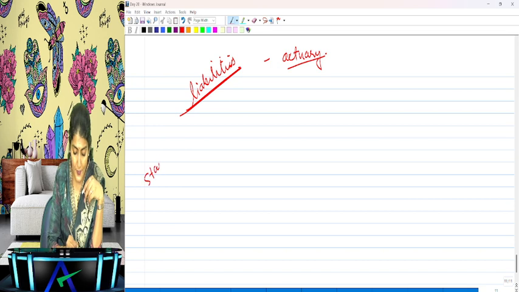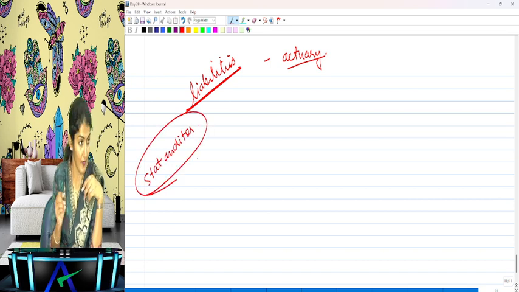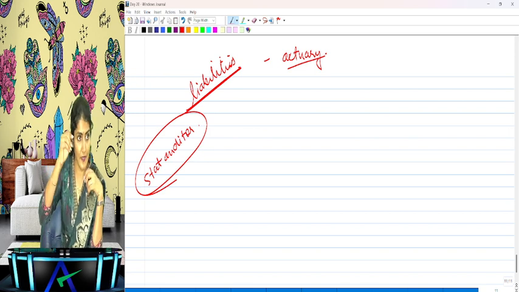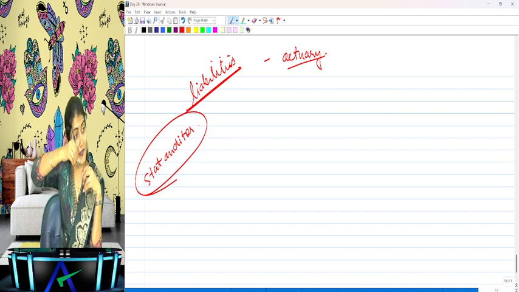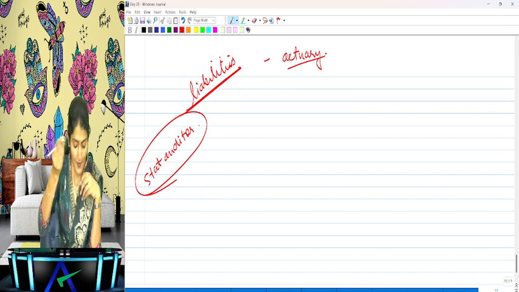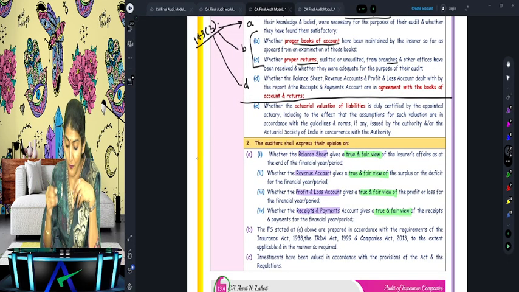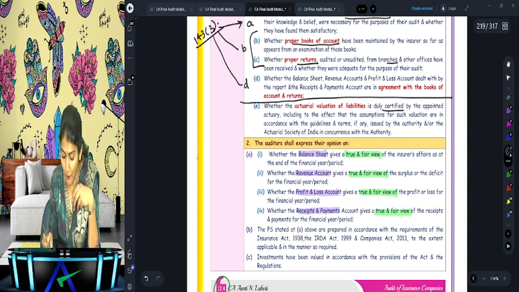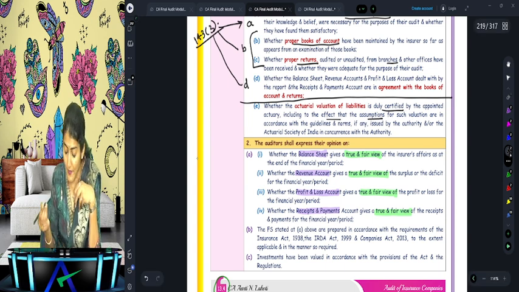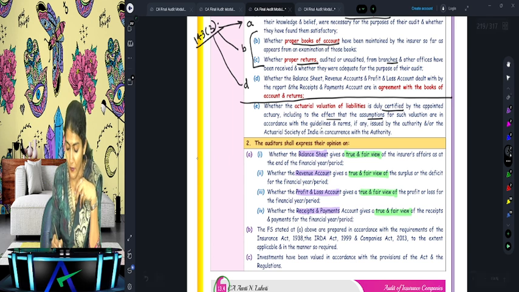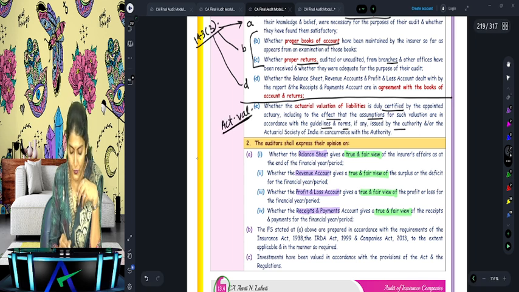And you know what the statutory auditor needs to certify? Whether the actuary has certified. So who needs to certify the liabilities? The actuary. What does the auditor have to certify? Whether the actuary has certified, right? Whether the actuarial valuation of liabilities is duly certified by the appointed actuary, including to the effect that the assumptions for such valuation are in accordance with the guidelines and norms, if any, issued by the authority, right? So that's an additional point over there.